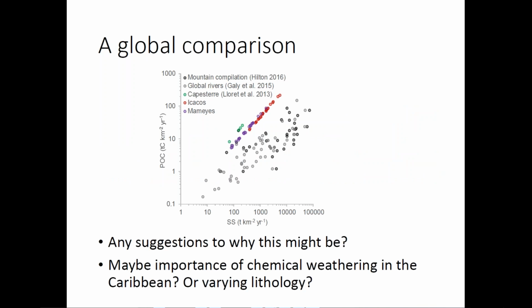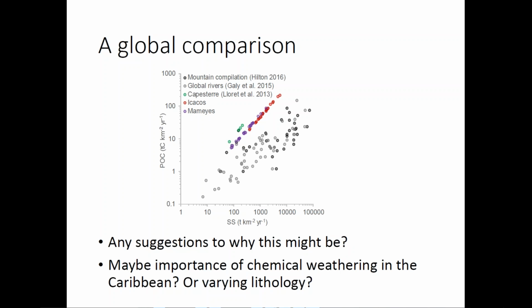All right, so can you see the whole slide here? I guess maybe so I can't. Okay, there we go. Now if we look at a global comparison of POC compared to suspended sediment, I pose another question, but we will come back to this at the end. Global rivers are the black and gray lines, with mountain rivers being the black circles, and then ours, the Akakos and Mamaeus, are here just above the global trend.